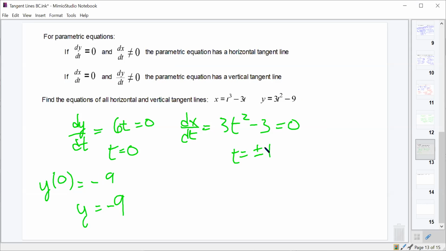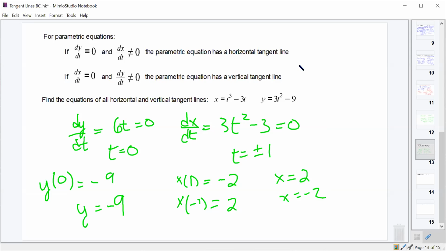And for t equals 1 and t equals -1, we'll plug it into the x. So x of 1, what is x of 1 equal to? Looks like that's -2. And x of -1 should be +2. So we got x equals 2 and x equals -2.